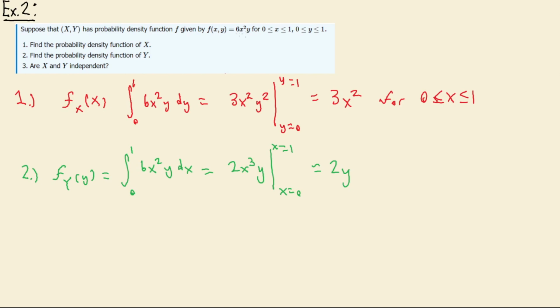And so now for the final part here, we're asked if x and y are independent. As we've established, if they're independent, then the product of the marginals should equal the joint probability density function, or the probability density function for the joint distribution. And so if we took 2y and multiplied it by 3x squared, what are we going to get? We'll get 6x squared y. And that is exactly our joint probability density function. And so yes, these two are independent.